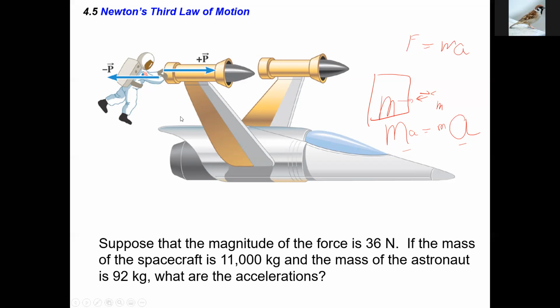Like in this example, the magnitude of force is 36 newtons. If the mass of the spacecraft is 11,000 kilograms, and the mass of the astronaut is 92 kilograms, then what are the accelerations? Since you have the given masses, you can solve using Newton's second law, F is equal to ma, applying it in this Newton's third law.